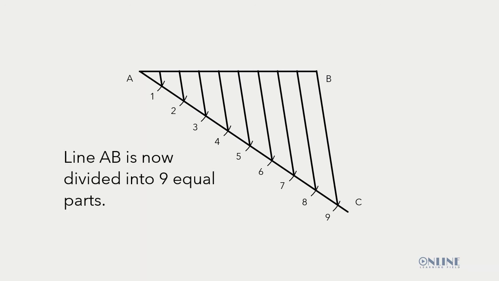Finally, as we can see, line AB is now divided into 9 equal parts.